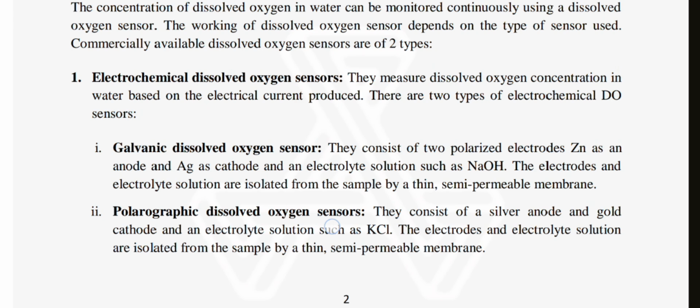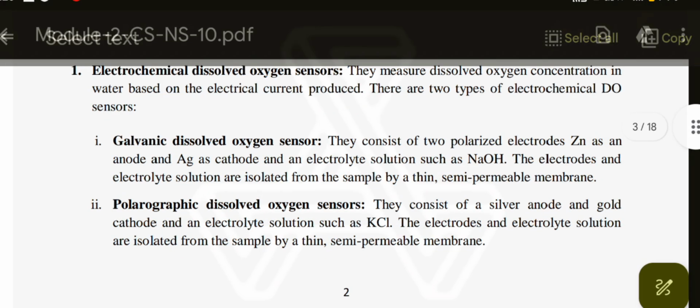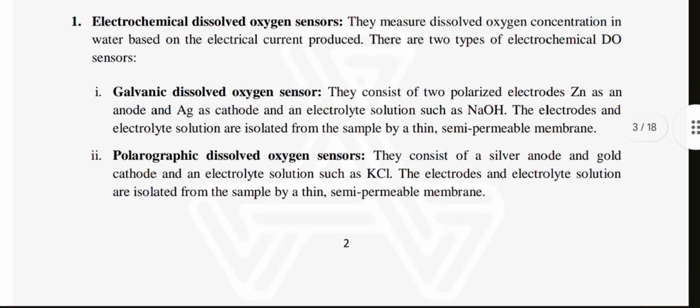Galvanic dissolved oxygen sensors. They consist of two polarized electrodes, zinc as an anode and silver as cathode, and an electrolyte solution such as sodium hydroxide. The electrodes and electrolyte solution are isolated from the sample by a thin semi-permeable membrane. Polarographic dissolved oxygen sensors. They consist of a silver anode and a gold cathode and an electrolyte solution such as KCl. The electrodes and electrolyte solution are isolated from the sample by a thin semi-permeable membrane.